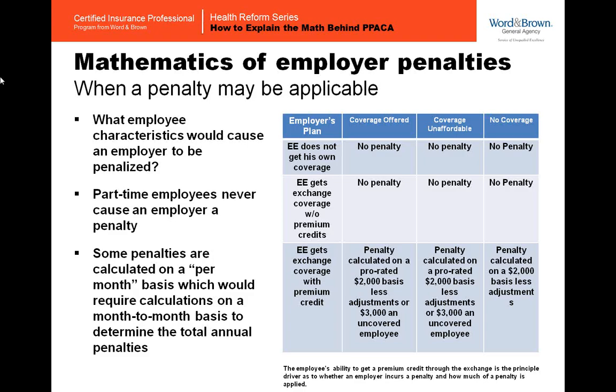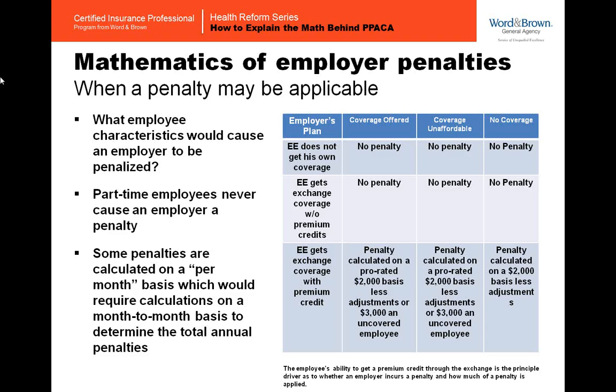As you can see, for an employer to get a penalty it takes two things. He has to, one, be 50-plus full-time equivalent, and two, as in the last line, he has to have an employee that gets premium tax credits from the exchange. So, he has an employee. He, in the first column, is offering coverage. And for whatever reason, that employee goes off to the exchange and buys some coverage, and he makes a low enough amount of money that he gets a premium tax credit. At that point, the employer is going to have some kind of penalty, either $2,000 or $3,000 on a prorated basis, which we will show you in a little bit.